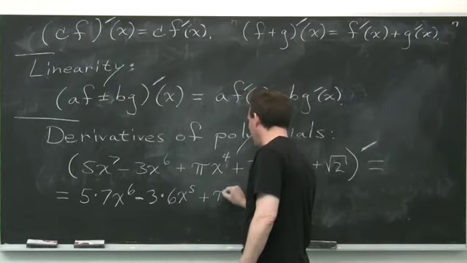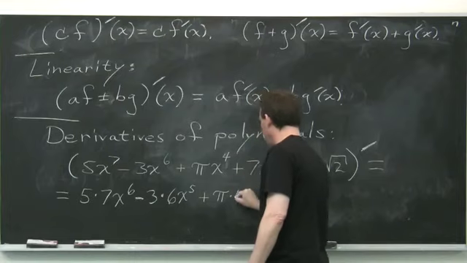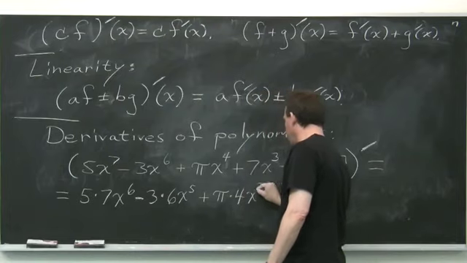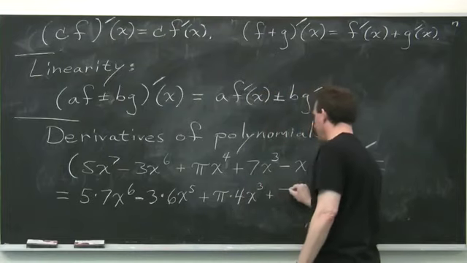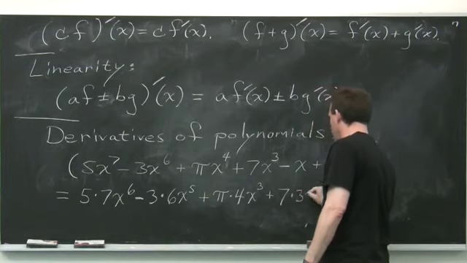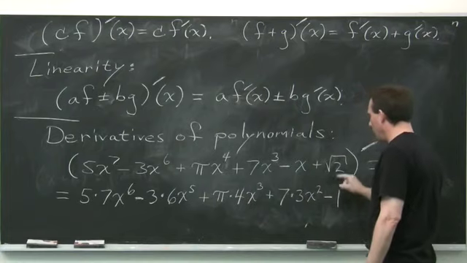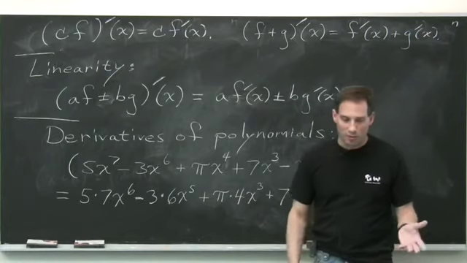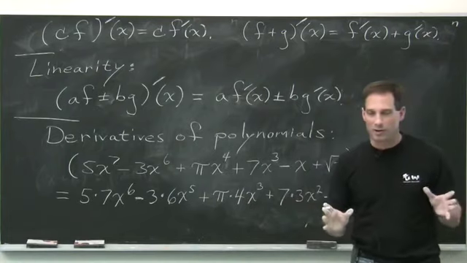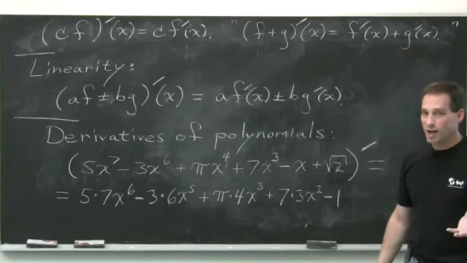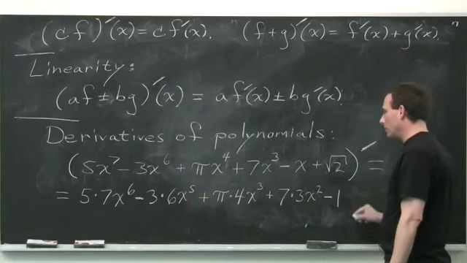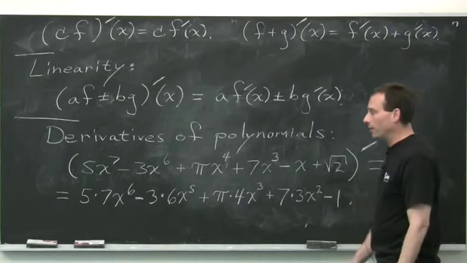So plus pi times the power rule, 4x cubed, plus 7 times 3x squared, minus the derivative of x, which is just 1, and the derivative of a constant. Even though it's the square root of 2, you don't do anything with the square root operation. The square root of 2 is just a constant. Its derivative is 0. And this is the derivative of that polynomial.